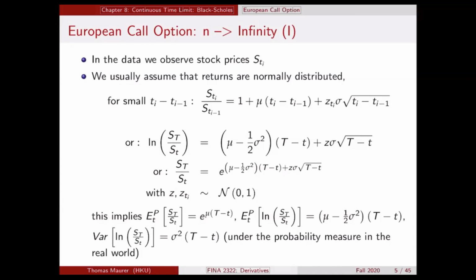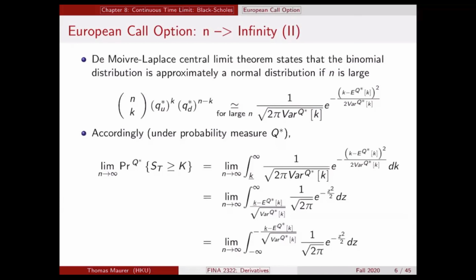Eventually we want to compare our binomial tree to these normally distributed log returns. Now, how do we get from a binomial tree to a normal distribution? This goes back to a central limit theorem by de Moivre-Laplace. And this theorem states that a binomial distribution converges to a normal distribution as n gets really large.